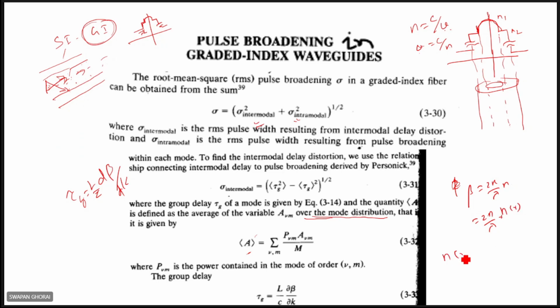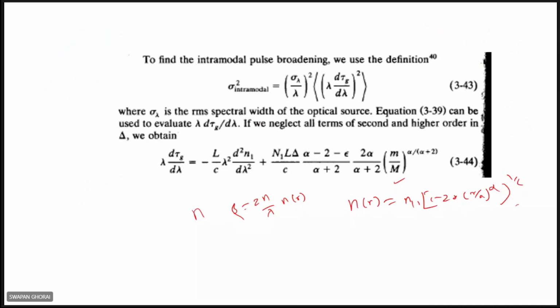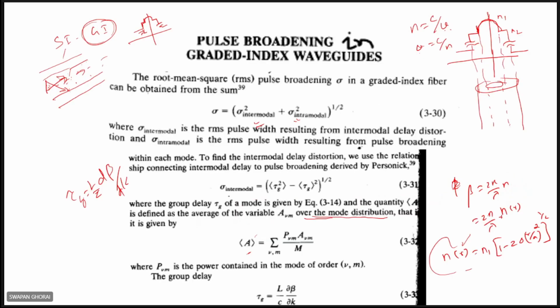And n(r), you know, in GI fiber is n1 times 1 minus 2 delta r by a to the alpha, with alpha equal to half. So these things are there. If you consider all those things and calculate the group delay with beta, you will get big expressions. The expressions are given in Kaiser. You can see it. In that way, you can calculate the intermodal dispersion through this average value of the group delay.